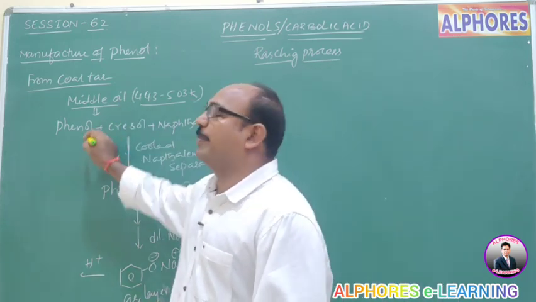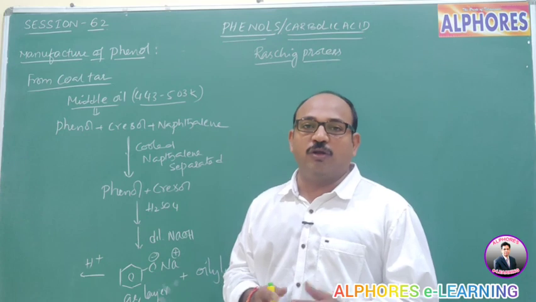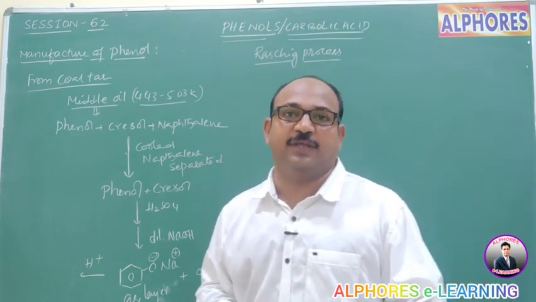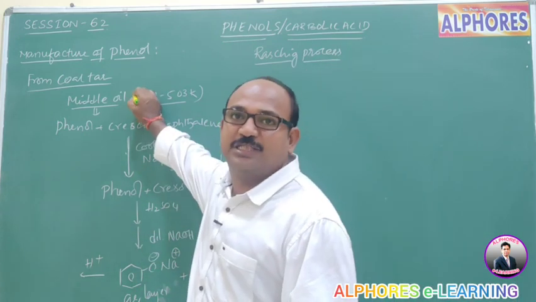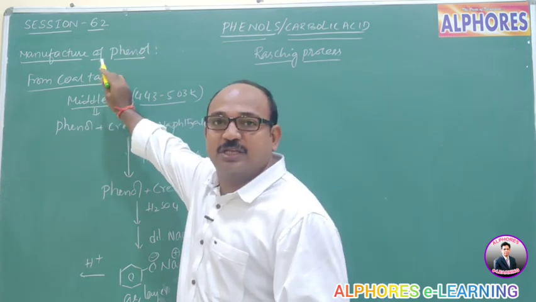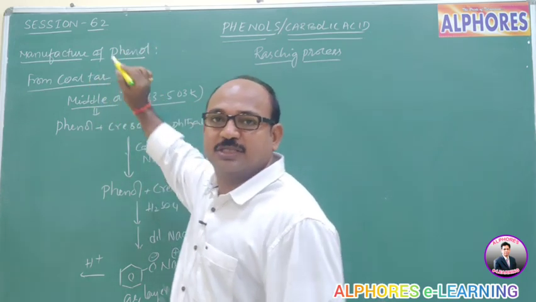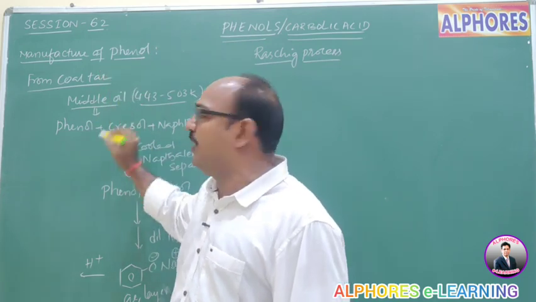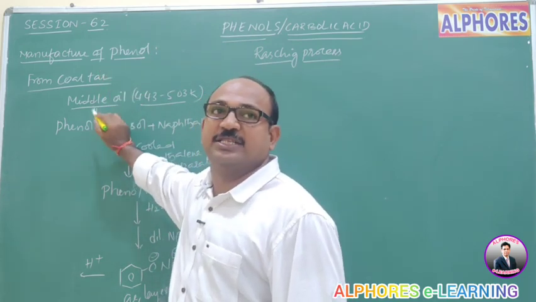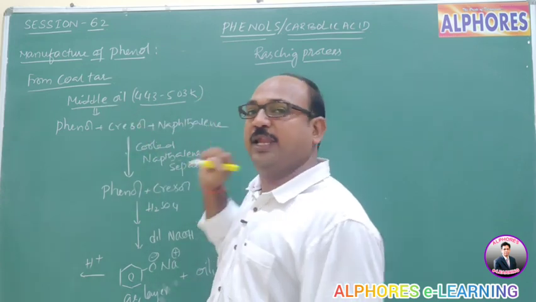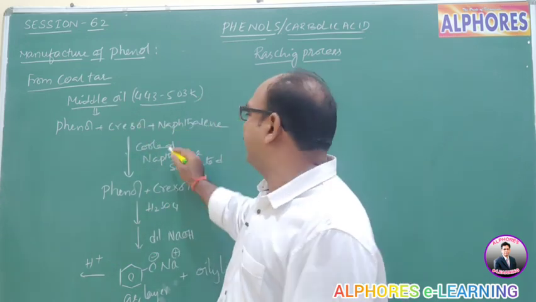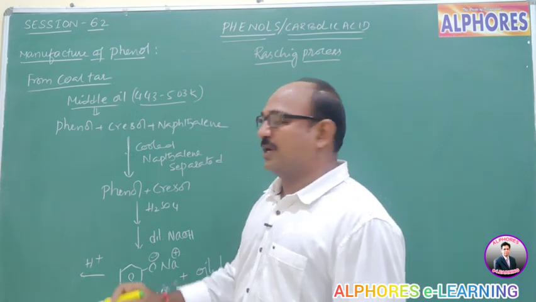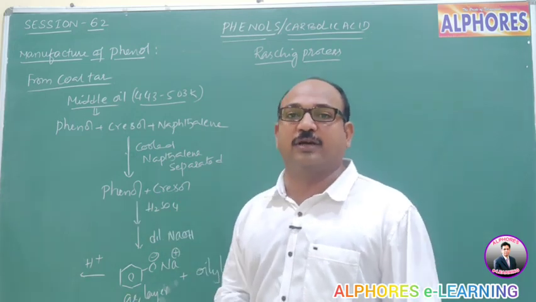So this middle oil mainly consists of phenol, cresol and naphthalene. Middle oil is obtained from destructive distillation of coal tar. From destructive distillation of coal tar, we are getting light oil, middle oil and heavy oil. Middle oil mainly consists of phenol, cresol and naphthalene, and upon cooling, naphthalene is going to separate out, and as a result we are having phenol and cresol.